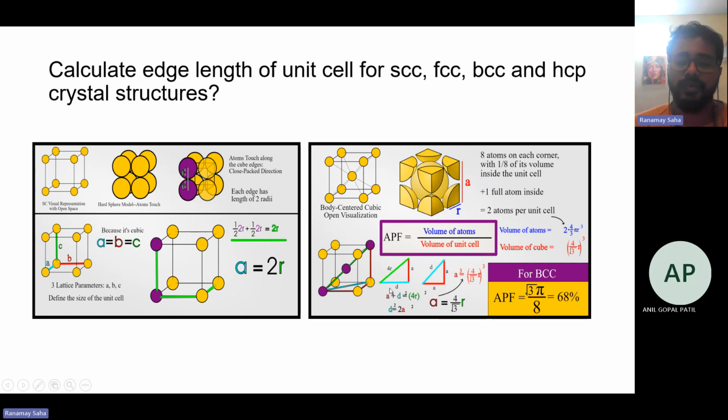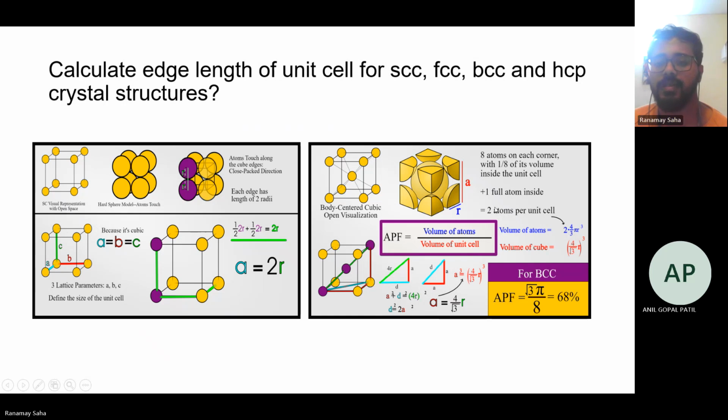This is 4r, d you have calculated to be root 2 times a, and this dimension is already a. Using Pythagoras, you can find out a is 4 by square root of 3 multiplied by r, the radius of one atom. Simply using a, you can find out the volume of the cube. Volume of atom is simply 4 by 3 pi r cube.